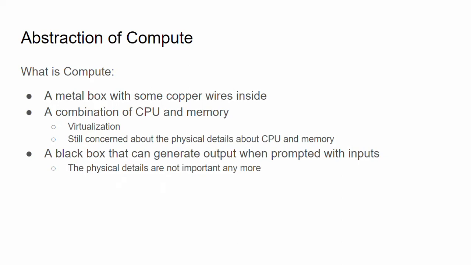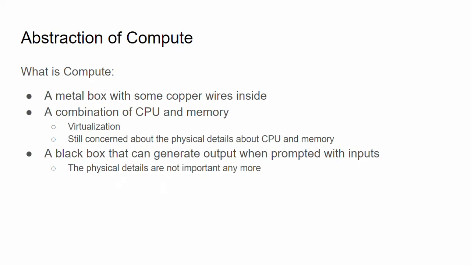It can mean a metal box with some copper wires inside. It can be a combination of a CPU and memory, just like a virtual machine. Virtual machine, when you define it, is basically just CPU and memory and hard disk, right? But when you define a virtual machine, you are still concerned about the physical details about CPU and memory. If you remember when we talked about provisioning the virtual machine, in that place, we have to pick: I need one CPU, I need two CPU, I need 8 GB of memory, 16 gigabyte of memory, etc. So you're still concerned about the physical details.